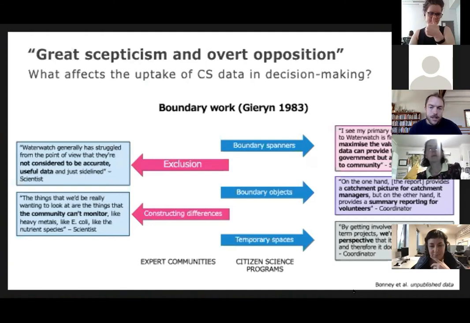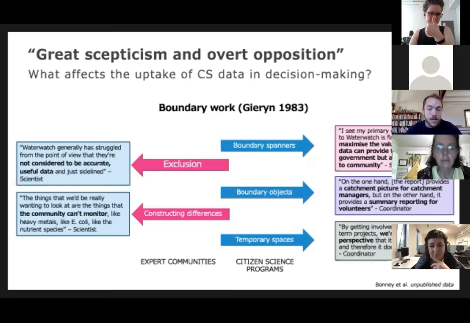But despite some successful instances, one of the most enduring challenges for Waterwatch has been dealing with negative perceptions that citizen science is not a credible, relevant, or legitimate source of environmental information. And this quote here about great skepticism and overt opposition is from a paper published in 1999. Unfortunately, those perspectives do still exist. And so despite Waterwatch improving its data quality protocols and collecting data that has been shown to be comparable to professional approaches, I really wanted to get to the bottom of what is stopping citizen science data being more readily used in government decision-making.